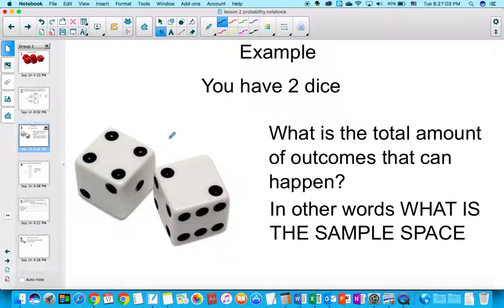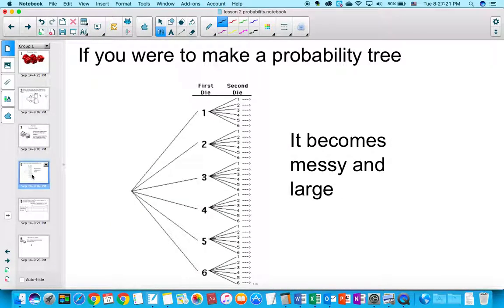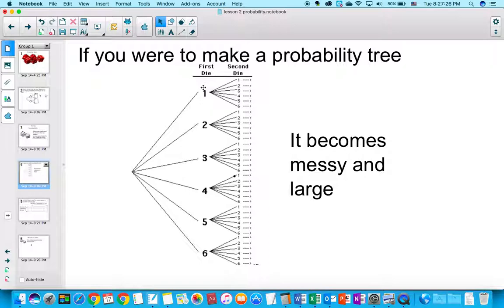Well, let's take another example. You have 2 dice instead of 2 coins. What is the total amount of outcomes that can occur? In other words, what is our sample space? What are the total number of outcomes we can have? Well, if we were to show this, we would see a tree diagram that looks something like this. We would have the first die, 1, 2, 3, 4, 5, 6, easy, but then each one has 6. And so it starts to get messy and large and a little bit trickier to calculate.